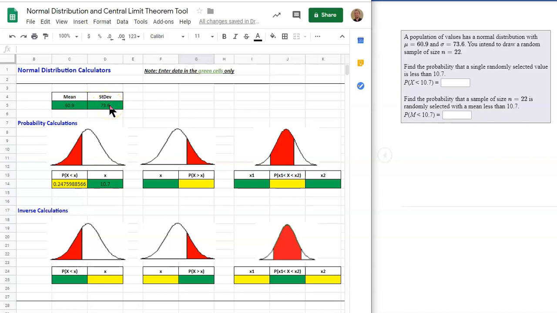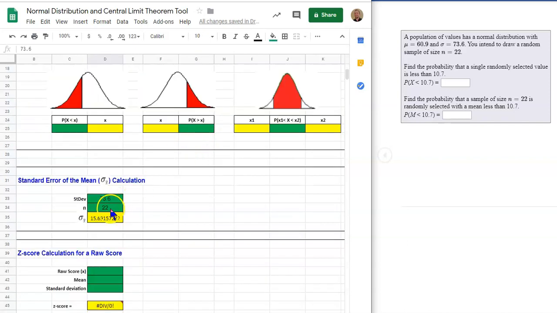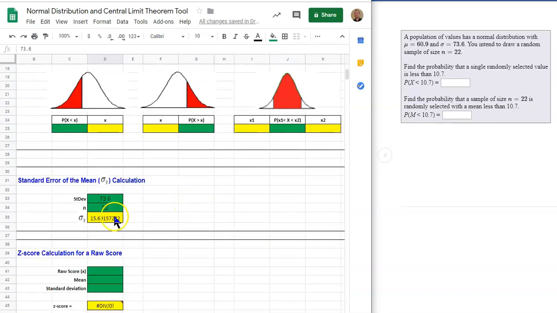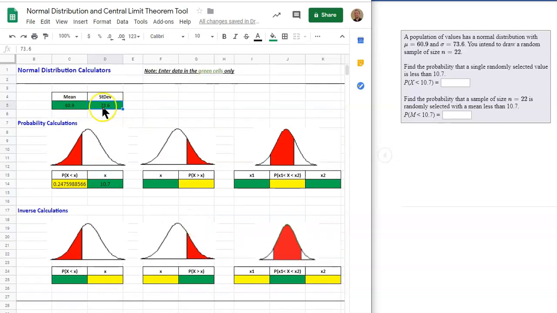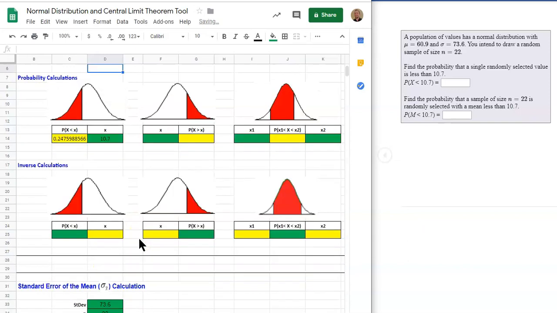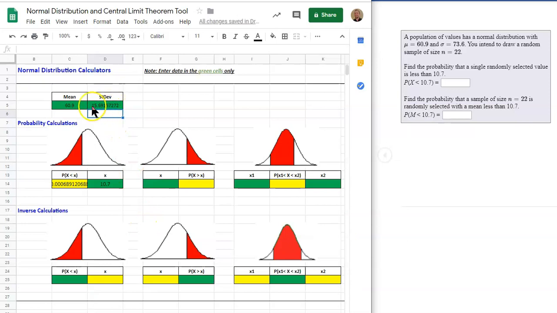But the standard deviation is going to be our standard error now, because we want to find the probability of a sample mean being something less than 10.7. So we need the standard error in here now. We can go ahead and put in that cell right there. I've just entered in the standard error here. And notice that we still want the probability of being less than 10.7, and our probability has now changed.